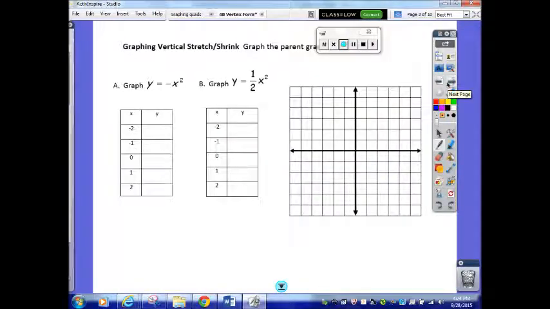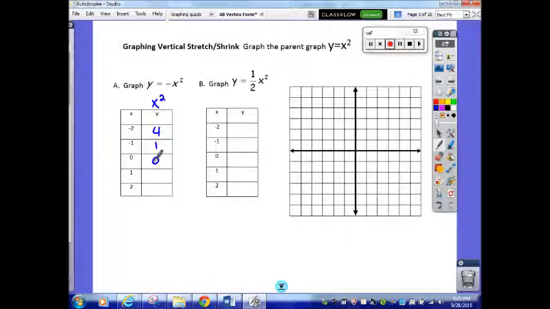So let's look at an example. Probably the hardest thing on graphing these is that vertical stretch. Let's start off by graphing y equals x squared. This is the parent graph. So negative 2 squared is 4, negative 1 squared is 1, 0 squared is 0, 1 squared is 1, and 2 squared is 4. These are your parent points. You need to memorize this pattern.